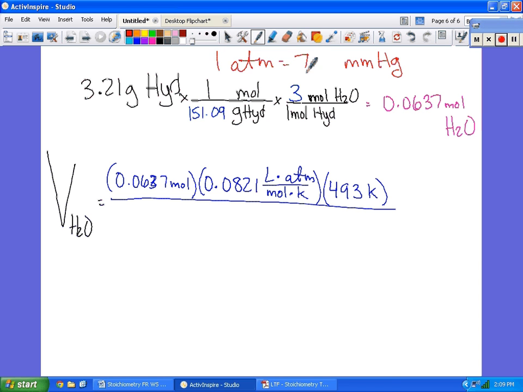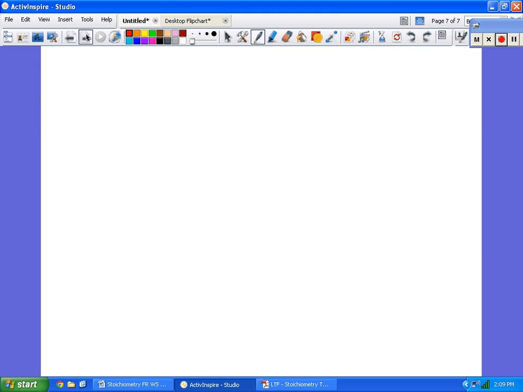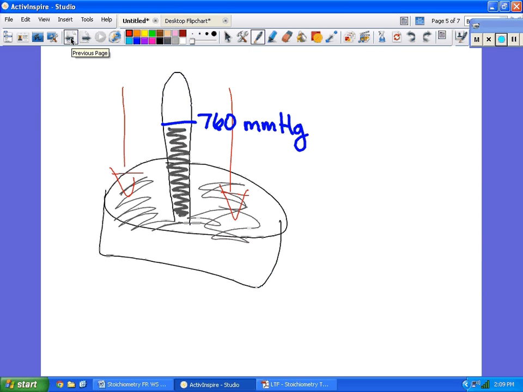760. If you don't remember this, let me show you this real quick. Please excuse the drawing. I'm not a profound artist. Okay? This is a petri dish with mercury in it.